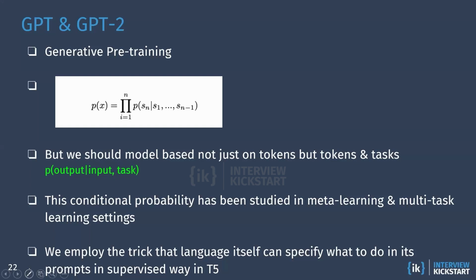In this particular case, the model has been designed to predict an output based upon both the input and the task at hand. And this conditional probability is what we cover in meta learning and multitask learning settings. What we tend to do in this trick, like we discussed in T5 previously, is that the language itself will define what to do in the prompt. So when we type it, we define in the language itself what we wish to achieve in that scenario, and depending on that, the model will help you achieve that specific task easily.